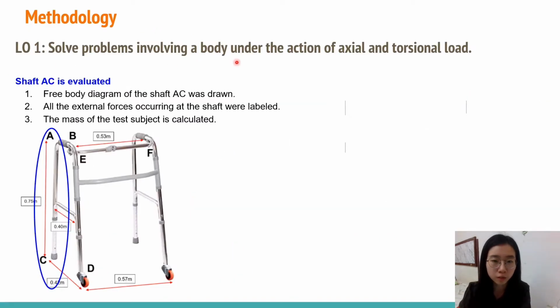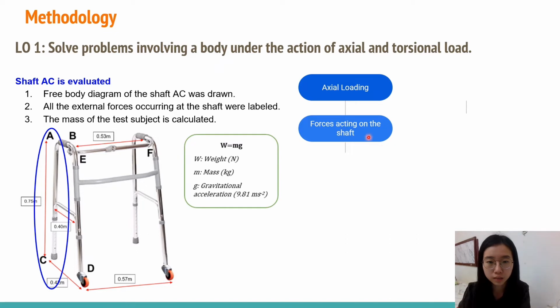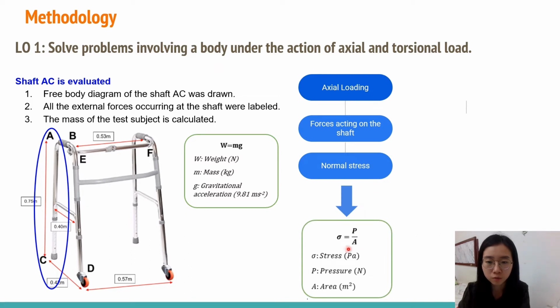LO1 solves problems involving a body under the action of axial and torsional load. In this case, shaft AC is evaluated. Firstly, the FBD of the shaft AC was drawn, and then all the external forces acting on the shaft were labeled. Thirdly, the mass of the test subject is calculated. For the axial loading, the force acting on the shaft, that is, the weight, is calculated by using the formula W equals mg. Normal stress is calculated by using the formula stress equals force over area.